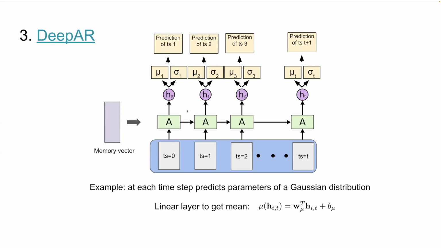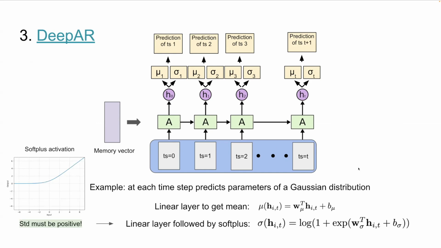So how do you get those numbers? First, you can apply a linear layer based on this short-term memory vector H to get mu. And for sigma, we need to apply an additional activation function called softplus because we want to make sure that sigma is always positive. The other part is still the same as for the mean, where you just apply a simple linear layer.